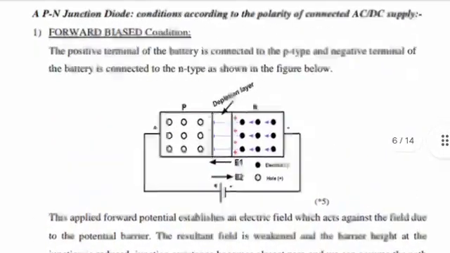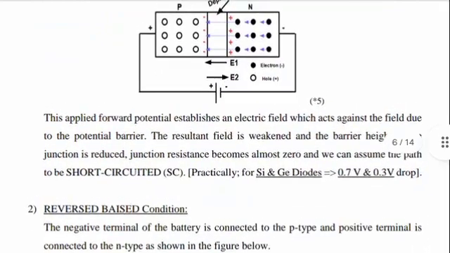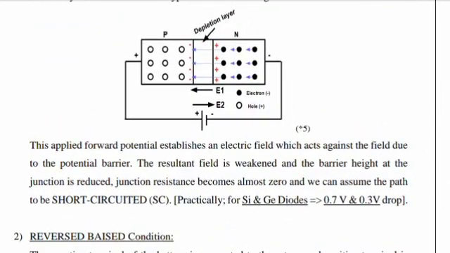In forward biased condition, the positive terminal of the battery is connected to the P type and the negative terminal is connected to the N type as shown in the figure. The applied potential establishes an electric field which acts against the field due to the potential barrier. So the resultant field gets weakened and the barrier height is reduced. Junction resistance becomes almost zero and we can assume the part to be short circuited.